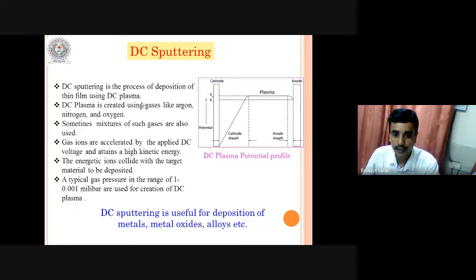Gas ions are accelerated by the applied DC voltage and attain high kinetic energy. The energetic ions collide with the target material to be deposited. A typical gas pressure required for this is about 0.001 millibar.